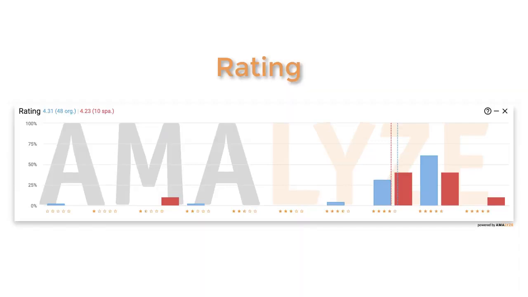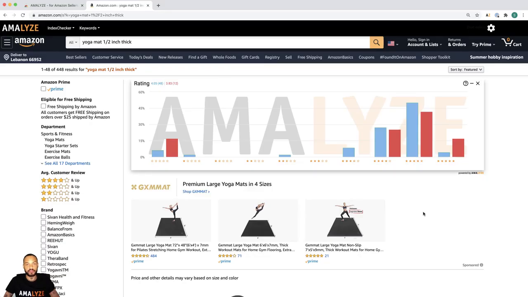And then we also have the ratings. The ratings of the search results can also be analyzed quickly and easily with this widget here. Also here, we split the organic from the sponsored products. Also here, you just have to hold your mouse over one of these bars in order to see the percentages when it comes to certain stars. For example, here, 4 stars.